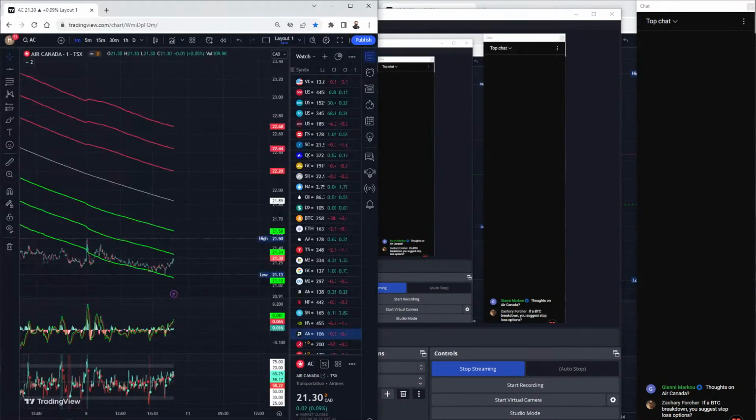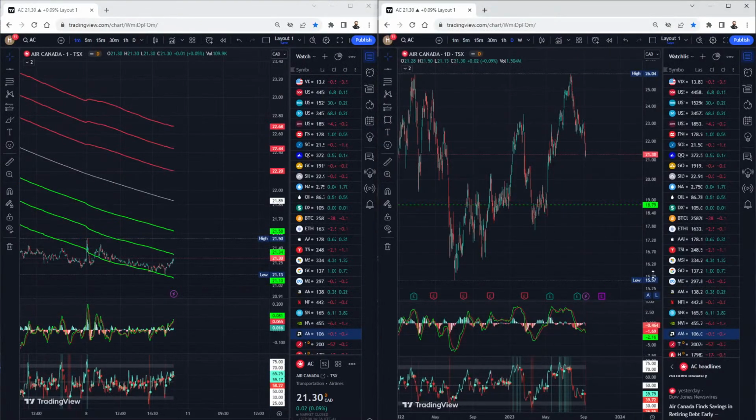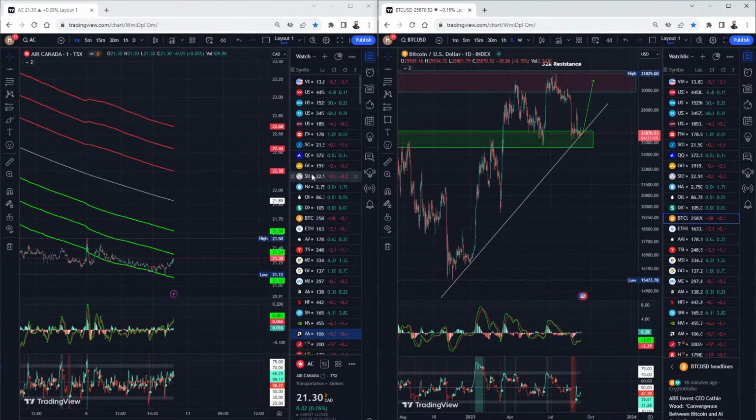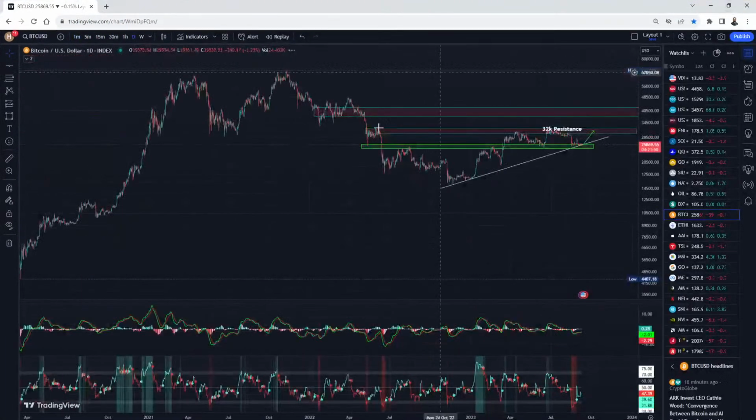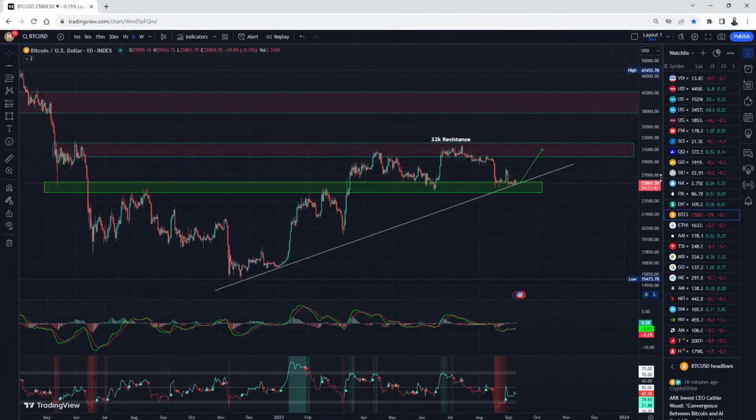Zach asks, if BTC breaks down, do you suggest a stop loss option? BTC, let's quickly look at BTC. So this is BTC long-term chart, and actually I'm going to go over long-term now. Let's expand this because I don't need the short-term anymore. That's more for education only.